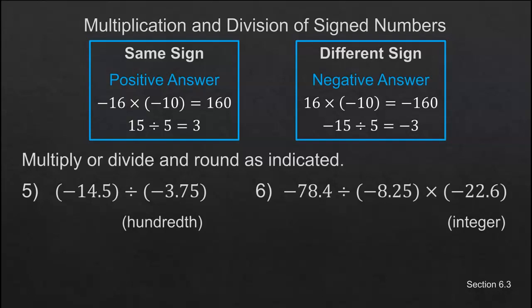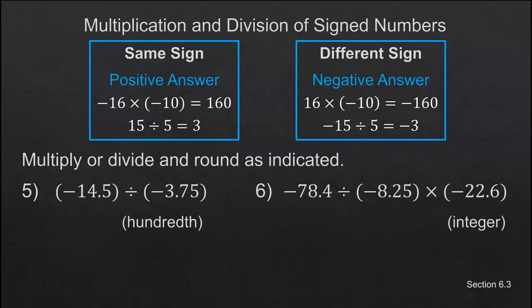All right, so if I have the same sign, they're both negative or they're both positive, then my answer is positive. If I have different signs, one's positive, one's negative, then I get a negative whether I'm multiplying or dividing. So you can see my little examples there.